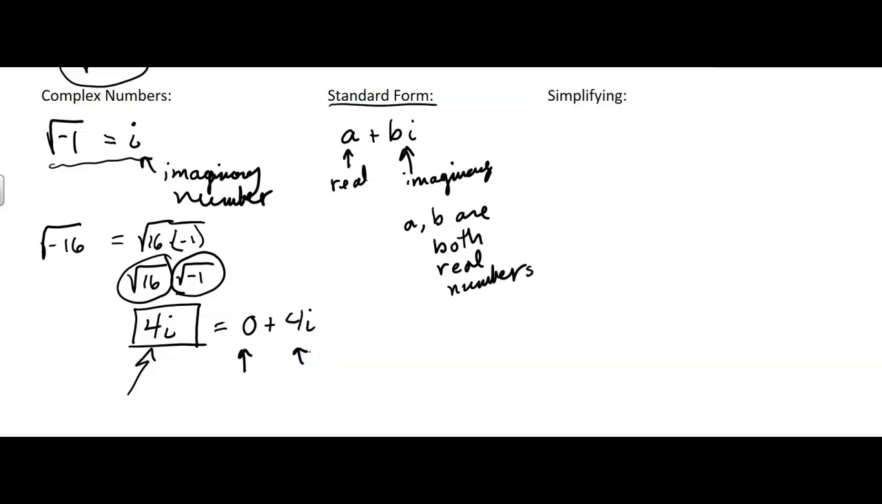Okay? You could also have a number like 15. 15 is the same thing as 15 plus 0i. So this time you have a real number, and then the imaginary part happens to be 0. And so what that means is all real numbers are also complex numbers.